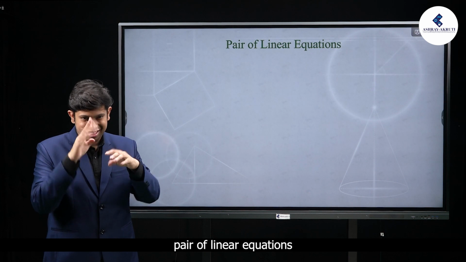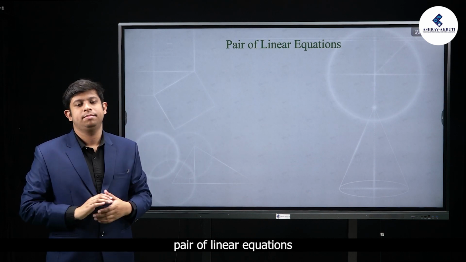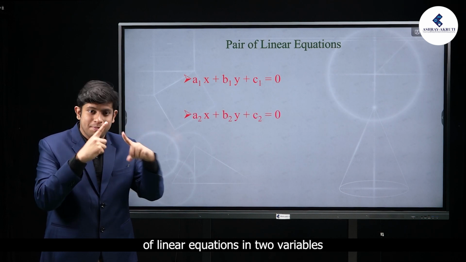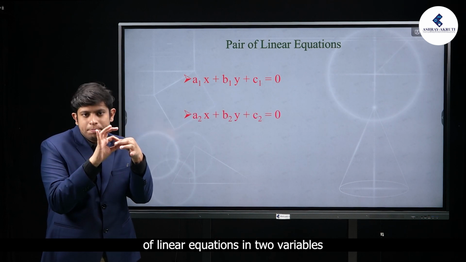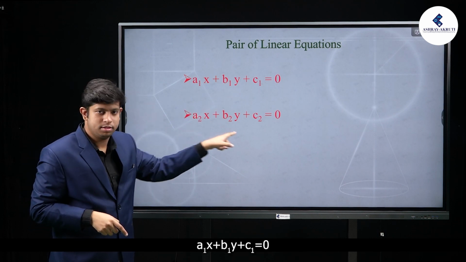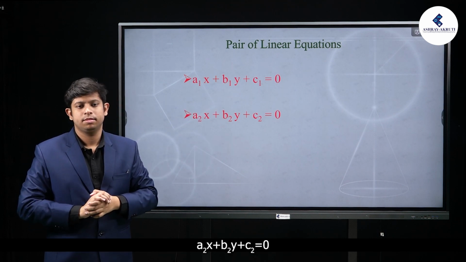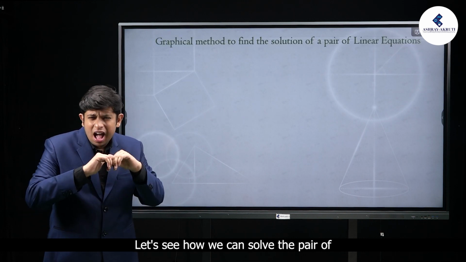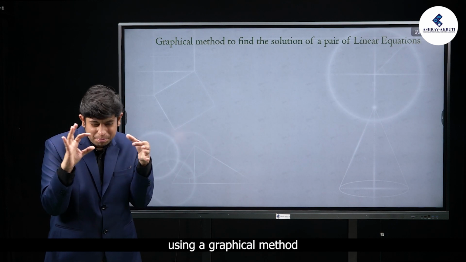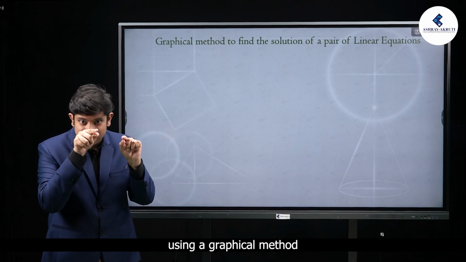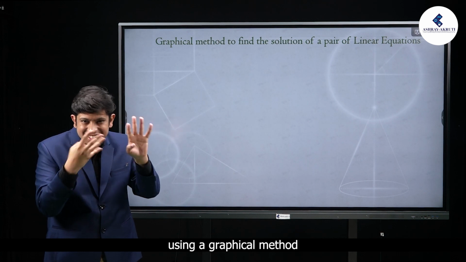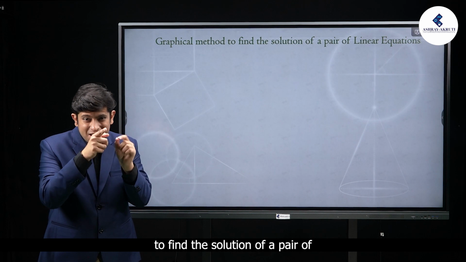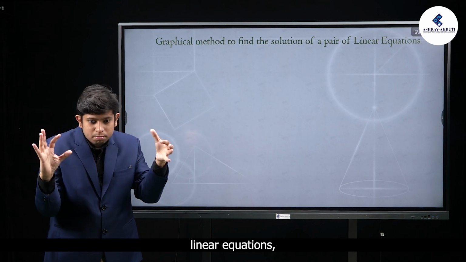Pair of linear equations. Two linear equations having two same variables are known as the pair of linear equations in two variables. a1x plus b1y plus c1 is equal to 0, a2x plus b2y plus c2 is equal to 0. Let us see how we can solve a pair of linear equations by using a graphical method. Graphical method to find the solution of a pair of linear equations.